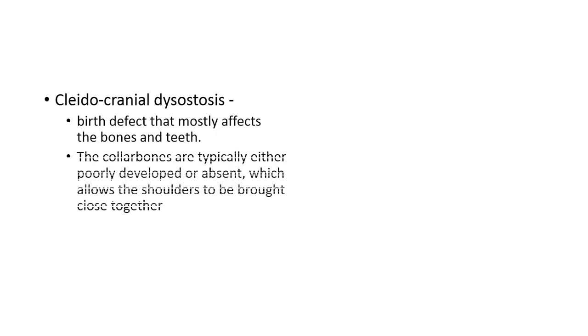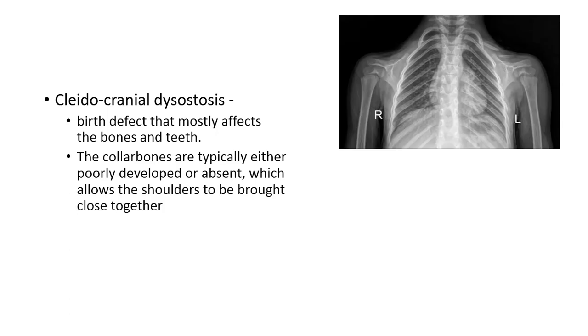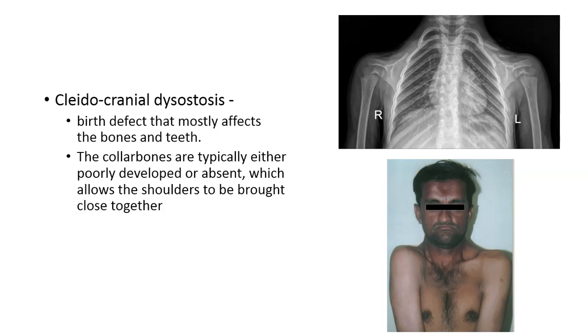Another applied aspect is cleidocranial dysostosis. It is a developmental defect that mostly affects the bones and teeth, and in this condition the clavicle is poorly developed or absent, which allows the shoulders to be brought close together. So in this radiographic picture you can see there is absence of the clavicle, and in this photograph we can see there is close approximation of the shoulders anteriorly. So this is a case of cleidocranial dysostosis.